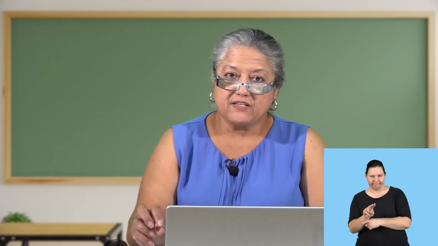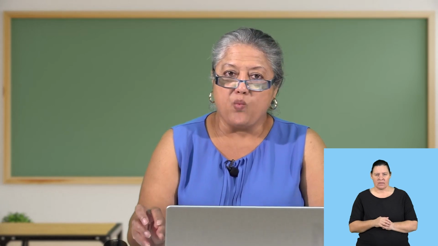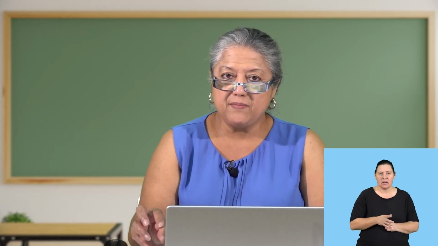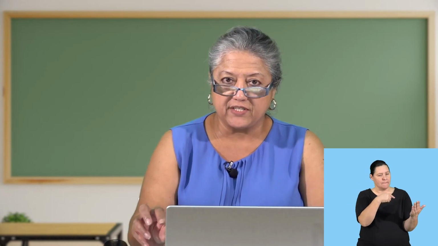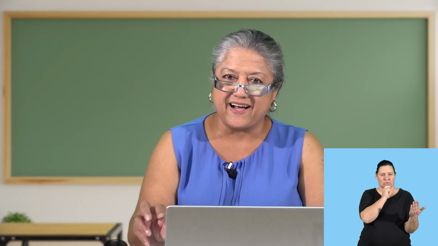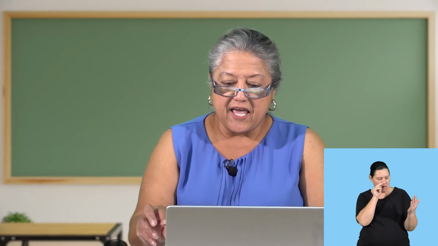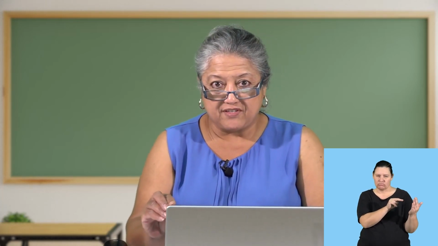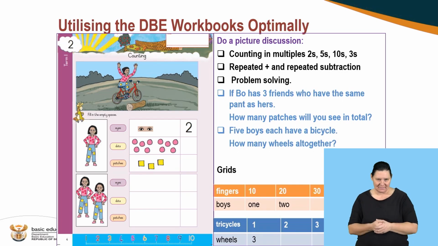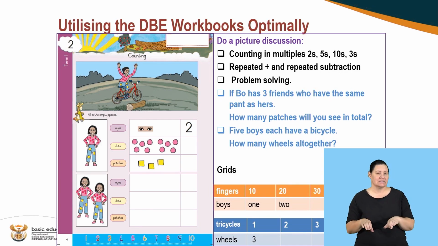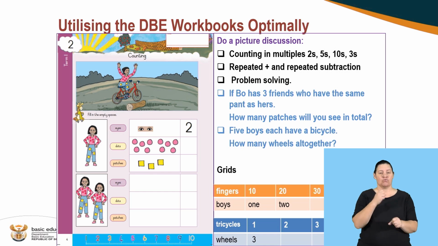And with that said, I want you to think about what you see on the page and how you can exploit that page with a critical eye and try and develop more activities to enhance your learning in the classroom. If you look on the right side of what you're seeing, this is an activity taken from the DBE Grade 2 workbook for Term 1.